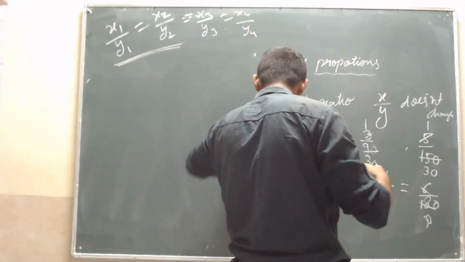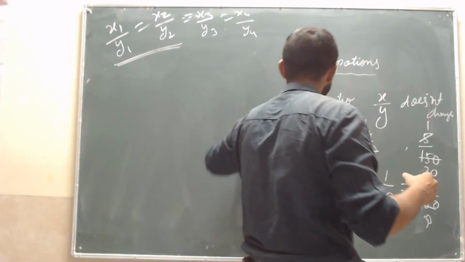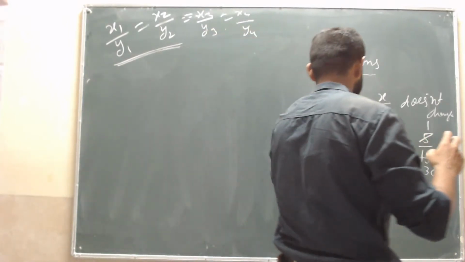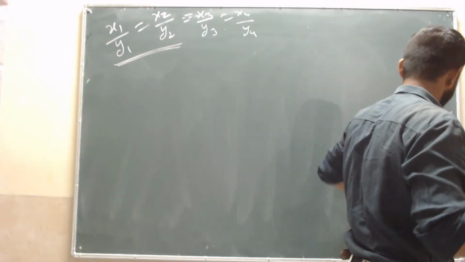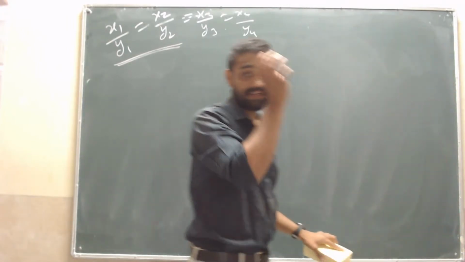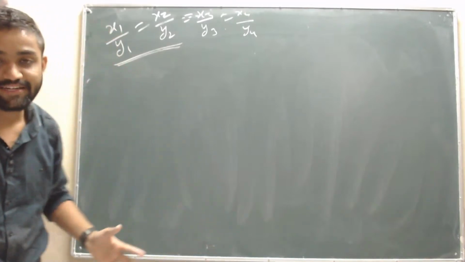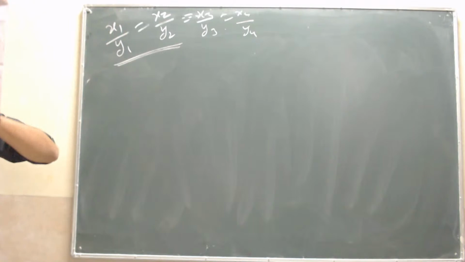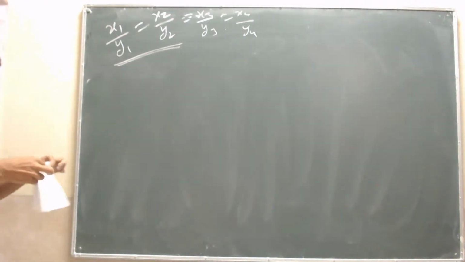What does direct proportional mean, students? Simple, the two variables change in the same order. If x increases, then y also increases. If x decreases, then y also decreases. This is called direct proportionality. And the example here we have, yeah.